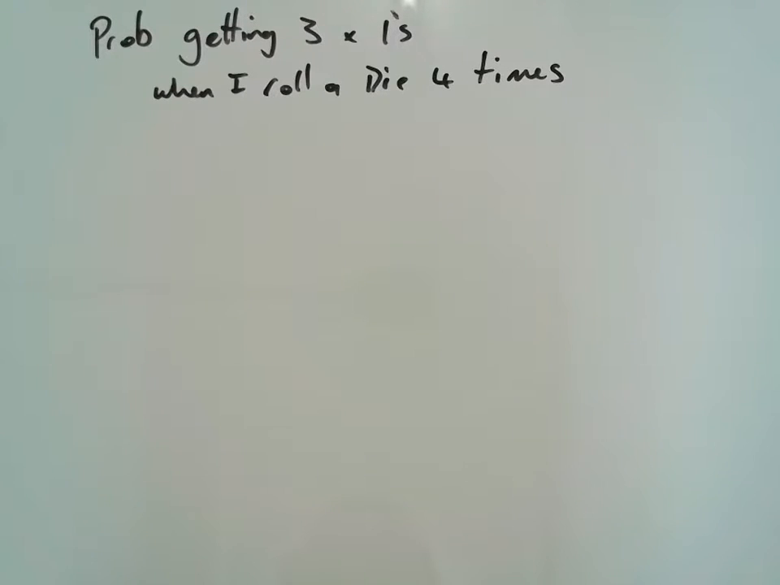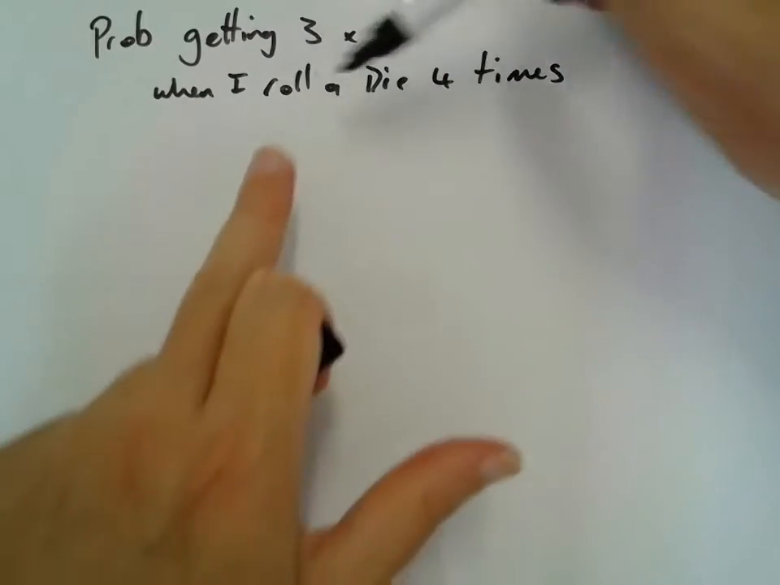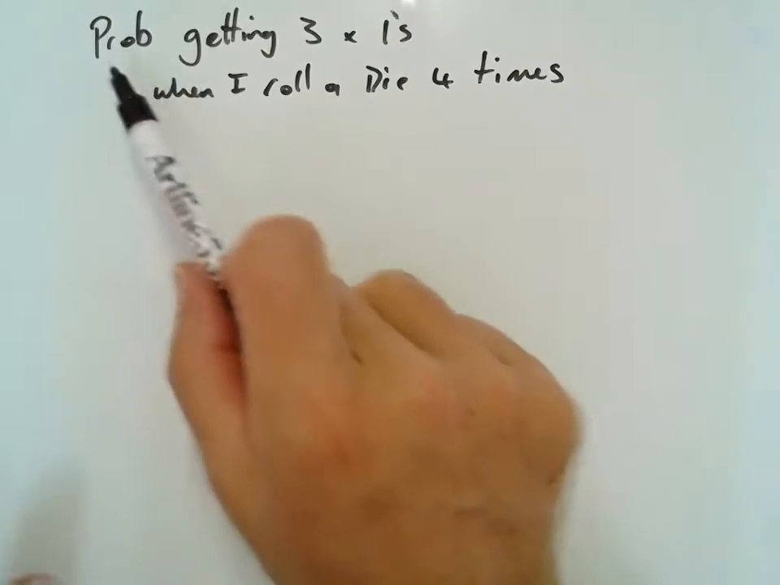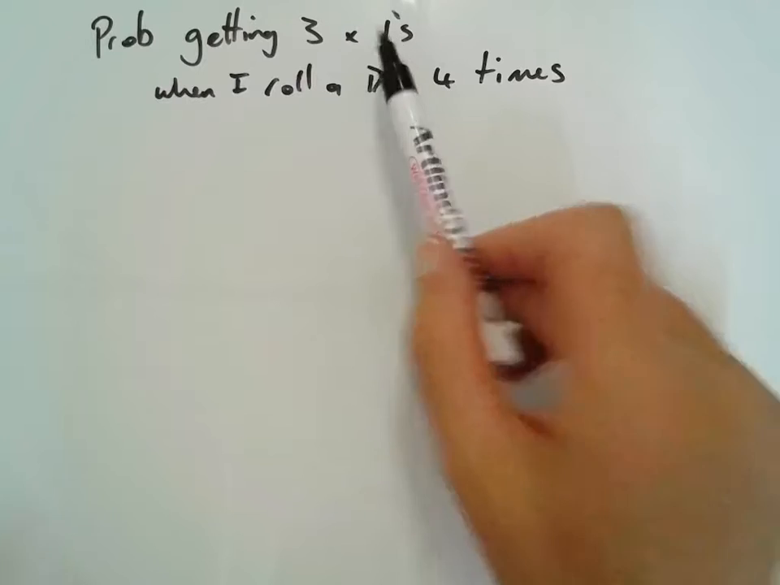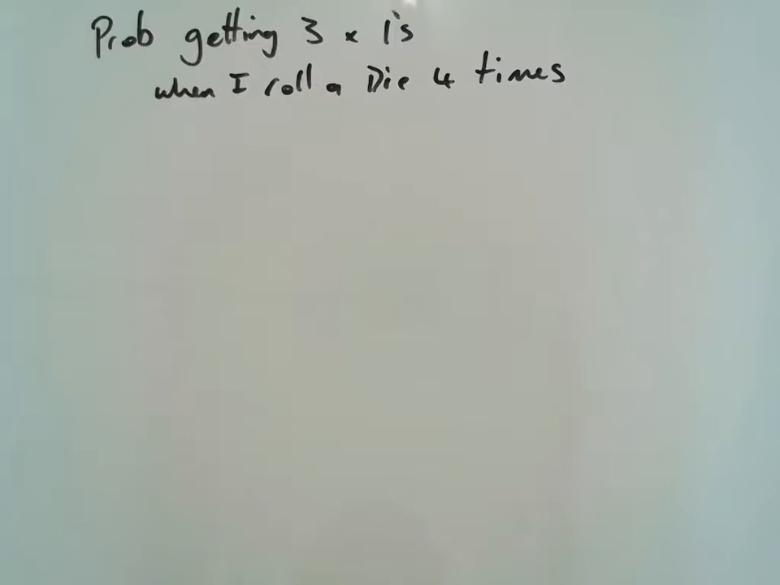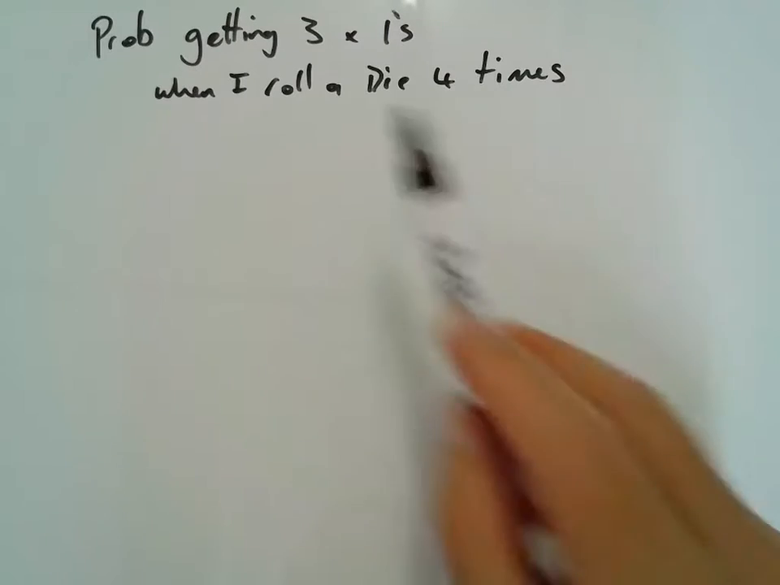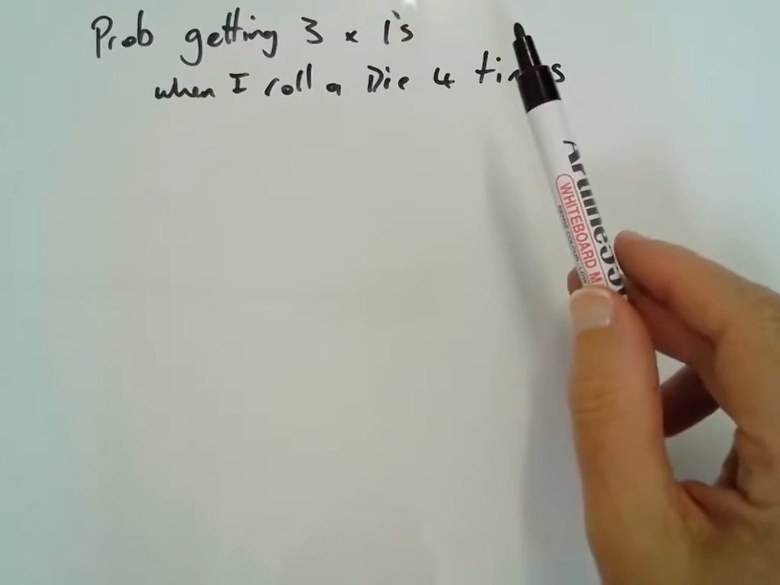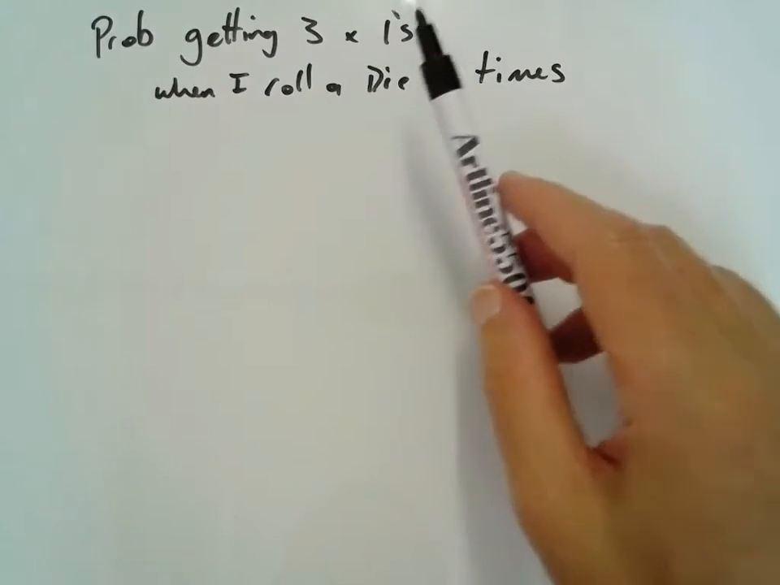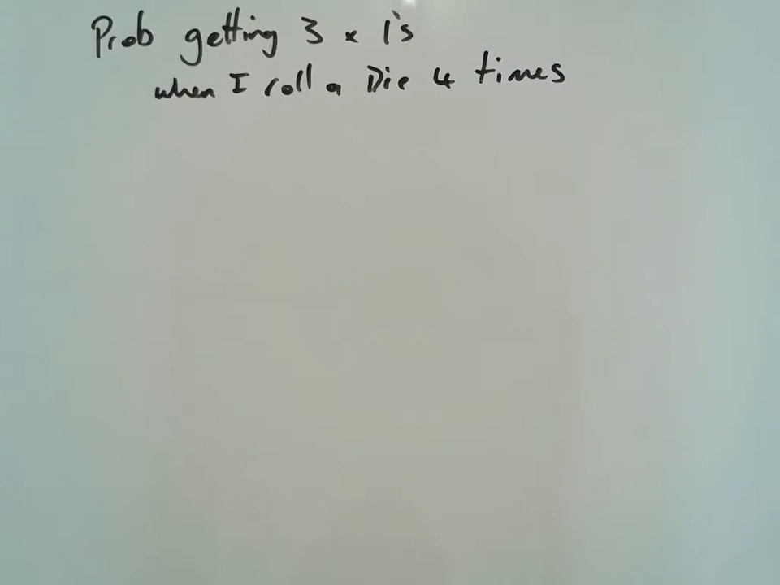Okay, the binomial theorem. Let's say I'm rolling a die 4 times. What's the probability of me getting 3 ones out of those 4 times? So there's lots of different combinations. I can get 3 ones and a 2, or 3 ones and a 3, lots of different combinations.